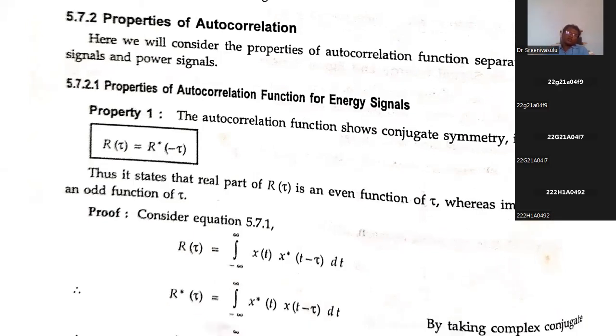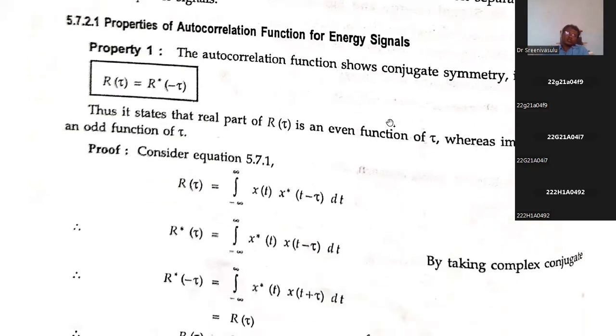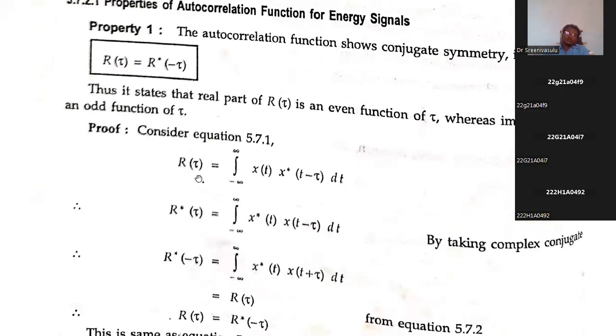So, now you write the R of tau formula. What is R of tau? Integral from minus infinity to infinity of x of t into x complex conjugate, and it is going to be shifted, whether delayed or advanced, x*(t minus tau) dt. That is the R of tau formula, the correlation formula.